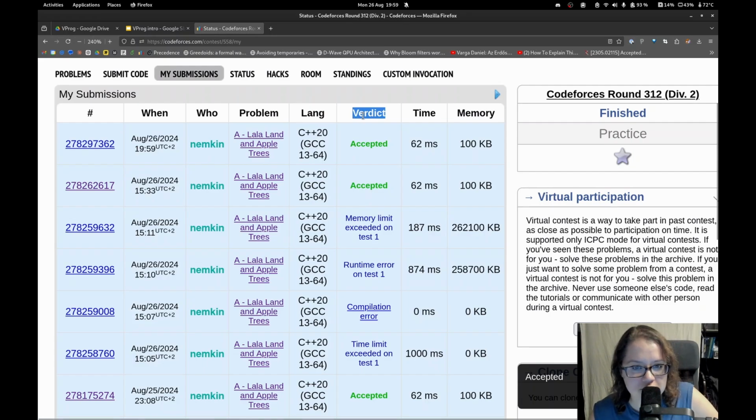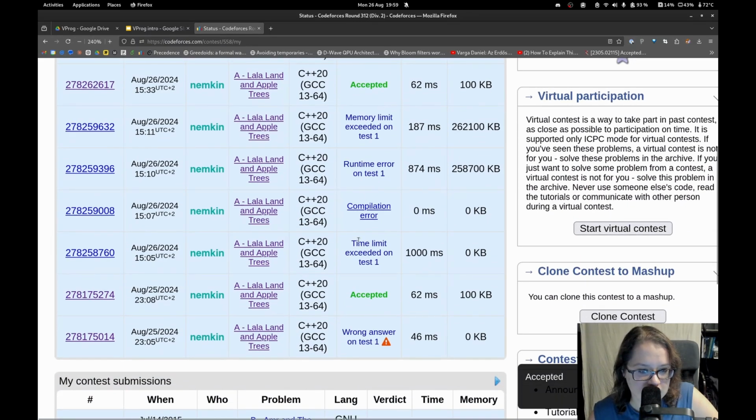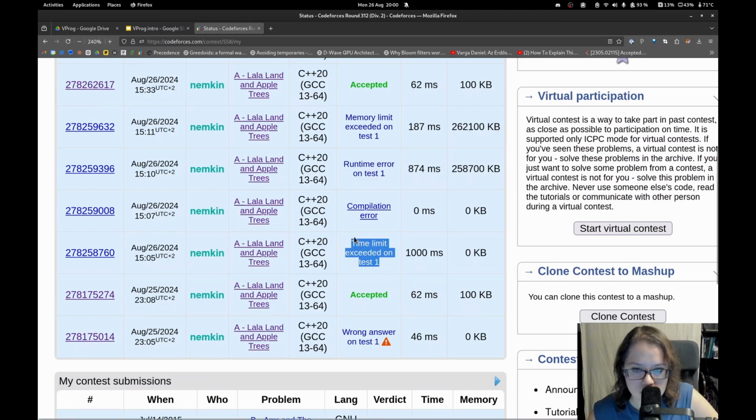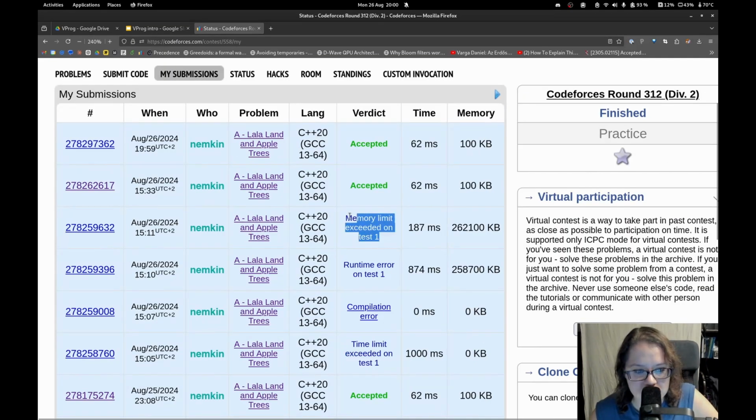Other than accepted, you can also get verdicts like compilation error. If your code does not compile at all, then you will get this. If there is some error, like division by 0, or stack overflow if you did an infinite recursion or something like that, then you get a runtime error. If your program exceeds the allotted time, it will get cancelled, stopped, and then it will tell you that there was a time limit exceeded on one of the tests. And there is also the memory limit exceeded.